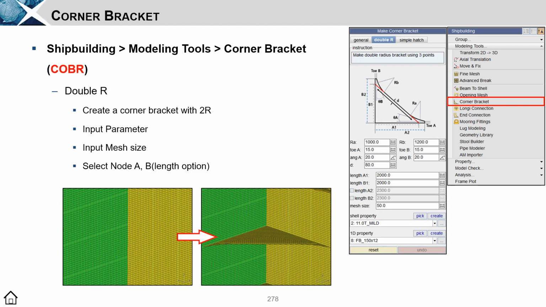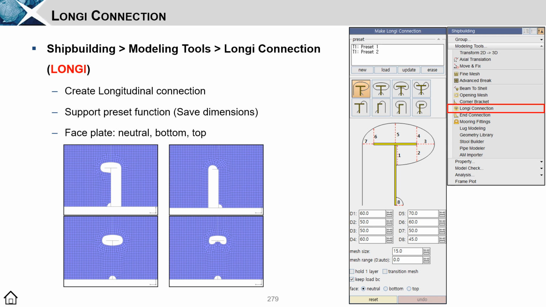The double R command is a feature that uses 3 points to create a double radius corner bracket. The shape and input data are as shown on the screen. This feature creates a connecting area for the longitudinal reinforcement web frame for FEGate assessment. Currently, 8 types of connections are supported, and each type can store dimensions in advance using the preset function.